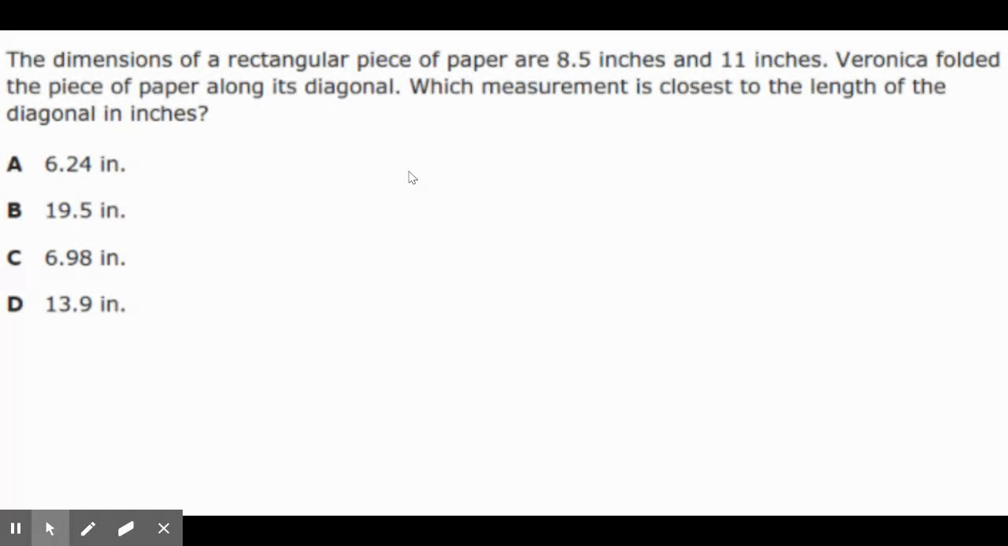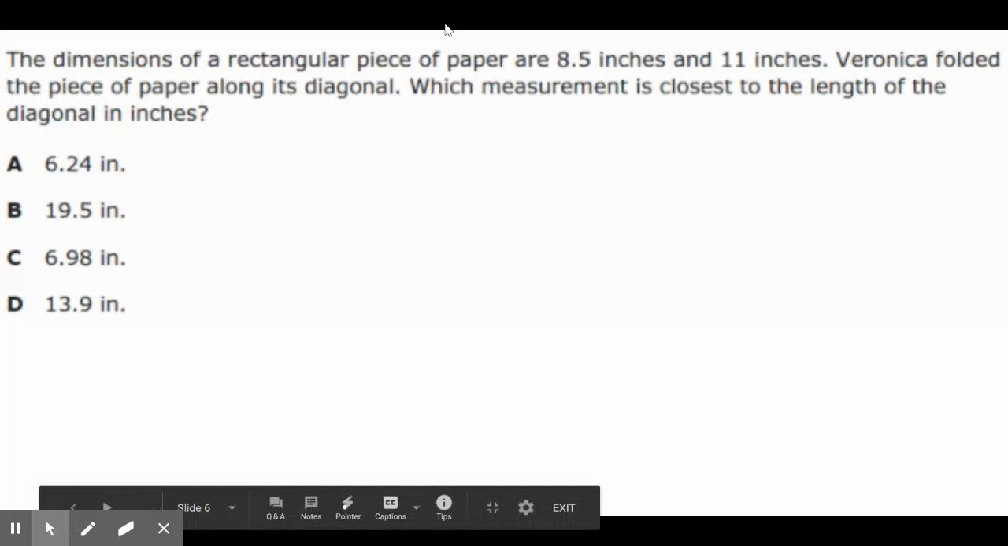It says the dimensions of a rectangular piece of paper are 8.5 inches and 11 inches. Veronica folded the piece of paper along its diagonal. Which measurement is closest to the length of the diagonal in inches? All right, so it is a geometry problem. We are looking for a length, and they haven't given us a picture. So the very first thing we're going to do is draw our picture.